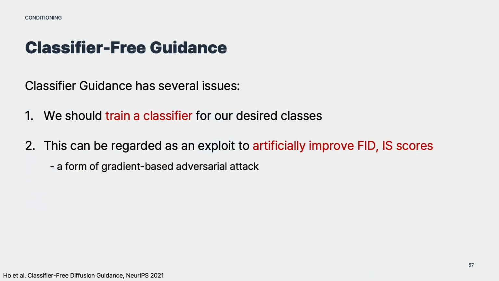However, classifier guidance comes with several issues. First, it requires that a classifier be trained and available for every target class of interest. This limits flexibility and introduces overhead in practical applications. Second, this technique can be seen as an exploit of image quality metrics such as FID or IS score. That is, even if the generated images are not perceptually high quality to humans, they can deceive the classifier, artificially inflating evaluation scores.